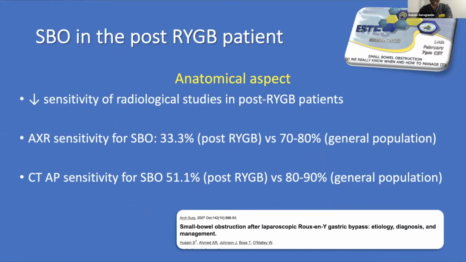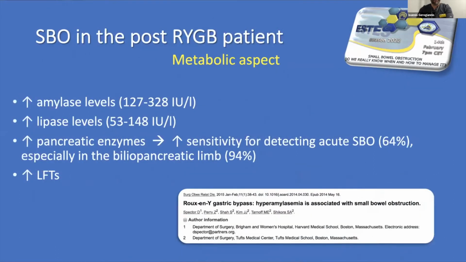This is a study from 2007 in Archives of Surgery. Abdominal X-ray sensitivity for small bowel obstruction was 33.3% post-Roux-en-Y gastric bypass versus 70 or 80% in the general population. The study also showed the CT scan abdomen pelvis sensitivity for small bowel obstruction post-Roux-en-Y gastric bypass was 50% versus 80 or 90% in the general population. So you can understand CT scans and imaging in general cannot be relied on for a clinical diagnosis.